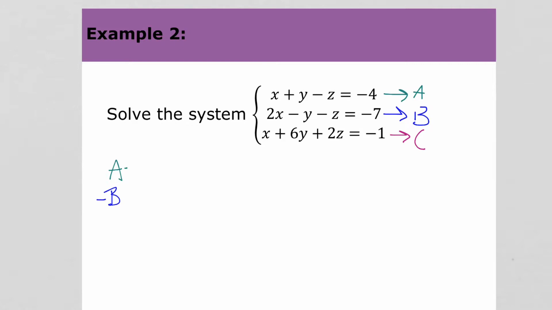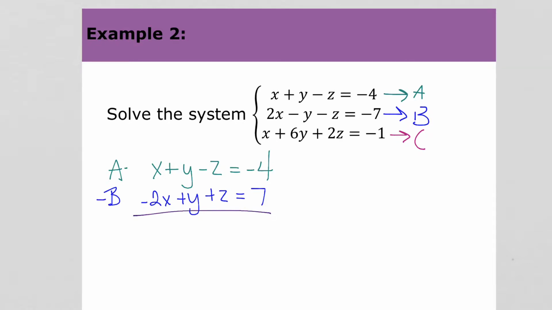A was x plus y minus z equals negative 4. And if we multiply everything in B by negative 1, we get negative 2x plus y plus z equals positive 7. We're going to take these and add them. When we do that, our z's will cancel out. So we've got negative x plus 2y equals 3.